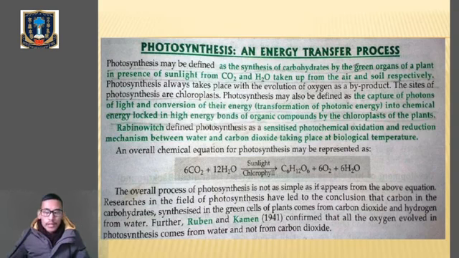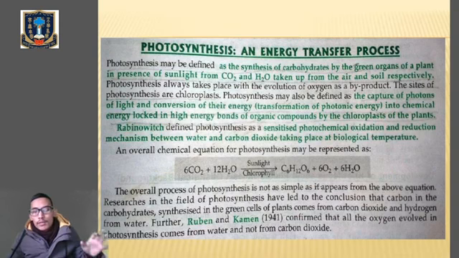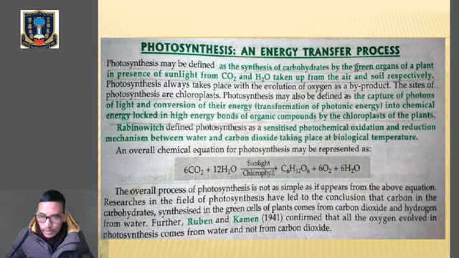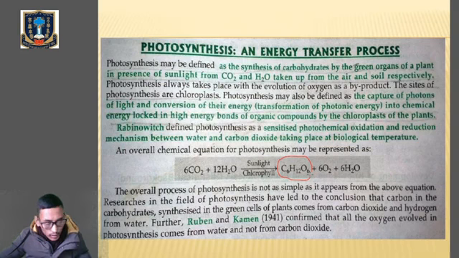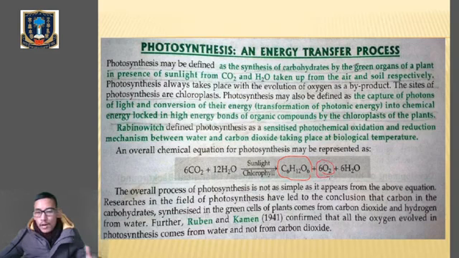Clear? Now the overall reaction of photosynthesis is that 6 molecules of carbon dioxide plus 12 molecules of water, in the presence of sunlight and the pigment chlorophyll, the plant will produce the food or the carbohydrate or the glucose, C6H12O6. This is the food molecule or the carbohydrate that is produced during the process of photosynthesis, where oxygen will be released as the byproduct into the environment. So this is the overall reaction of photosynthesis.